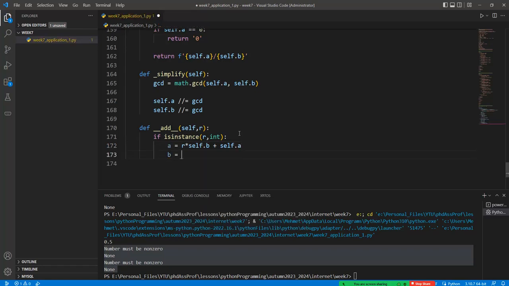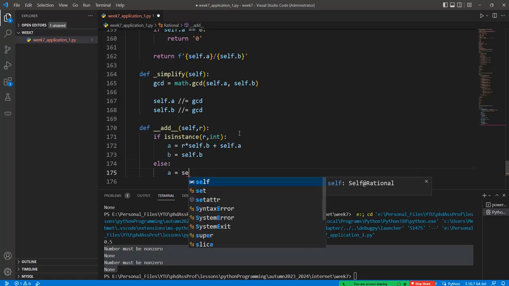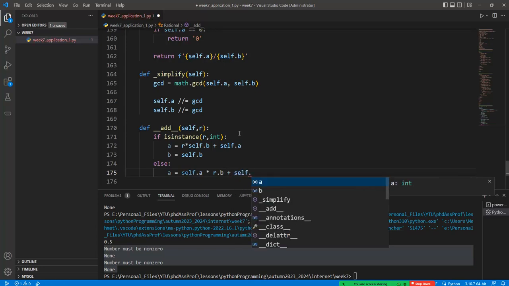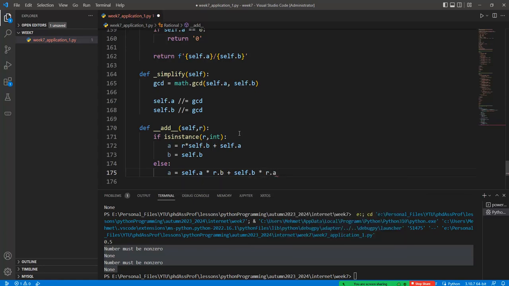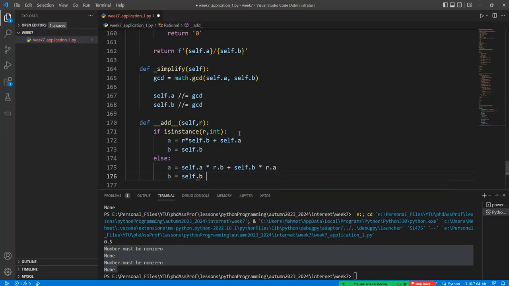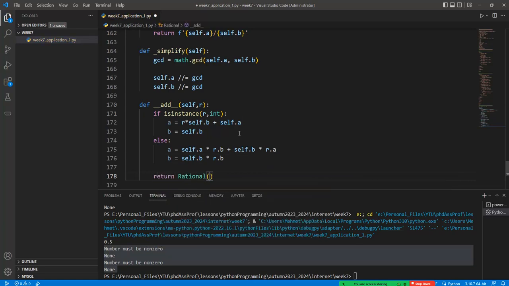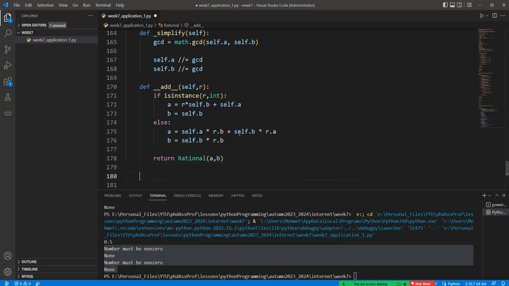And also we can give the b value as self b because it's the denominator, okay? Otherwise, self a is self a times r dot b, because this r is also a rational number, okay? Plus self b times r dot a, and b is self b times r dot b, okay? And after that we can return the rational a and b, okay? This is the result of the summation, the adding operation on rational numbers.